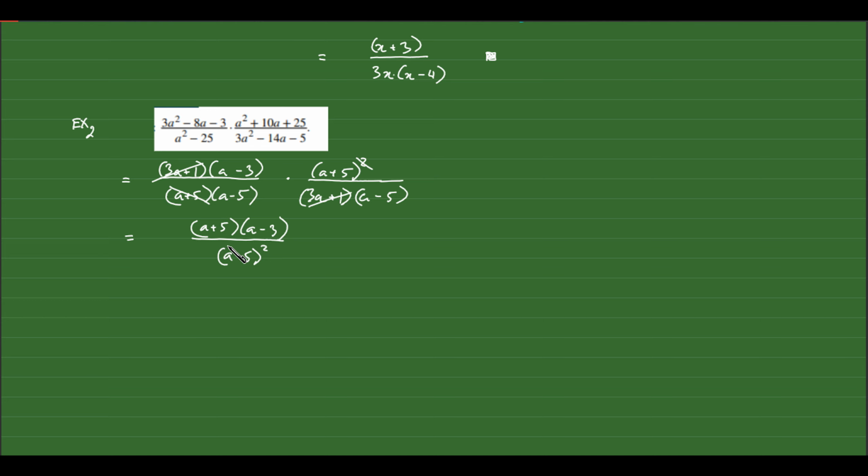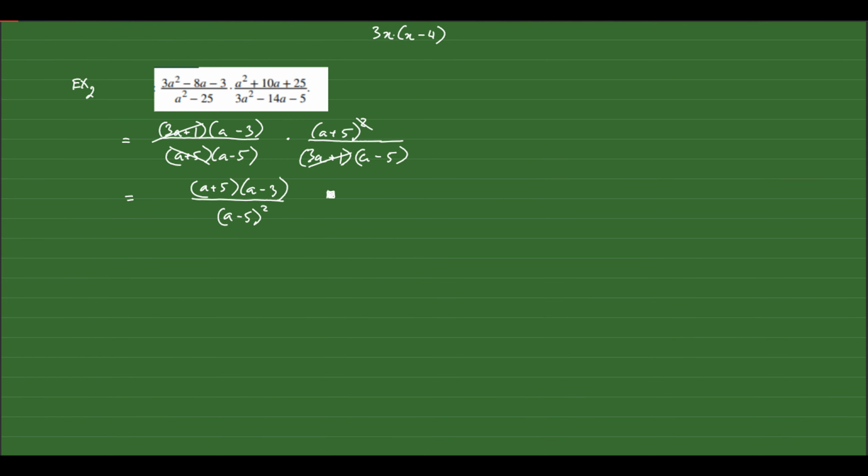And you're gonna keep it like this. Okay, don't ever distribute it. So for example, this one over here also, don't distribute it. Okay, because the factored form is a good form. So just keep it like this. Okay, just keep it like that. All right. Okay, that's example number 2.